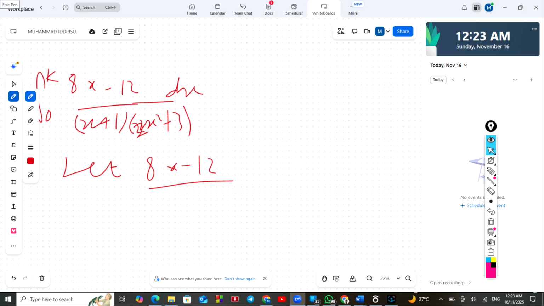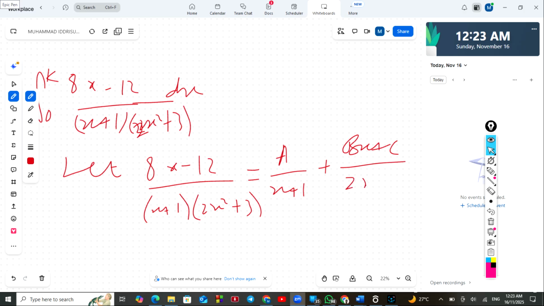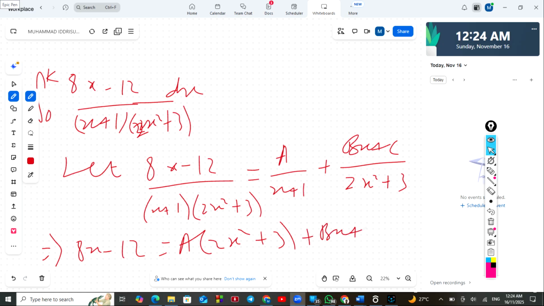So let (8x minus 12) over (x plus 1)(2x squared plus 3) equal A over x plus 1, so we are writing this as a partial fraction, plus (bx plus c) over 2x squared plus 3. So this means that our 8x minus 12 will be equal to A multiplying 2x squared plus 3, plus (bx plus c) multiplying x plus 1.